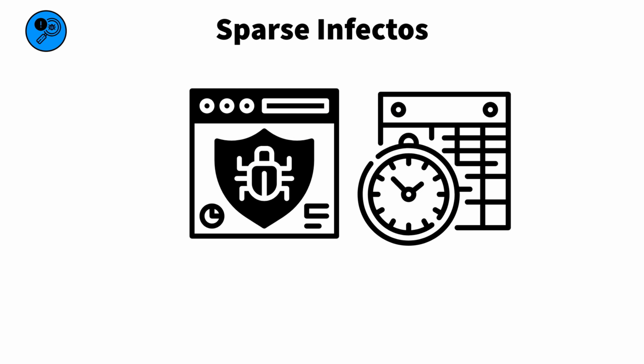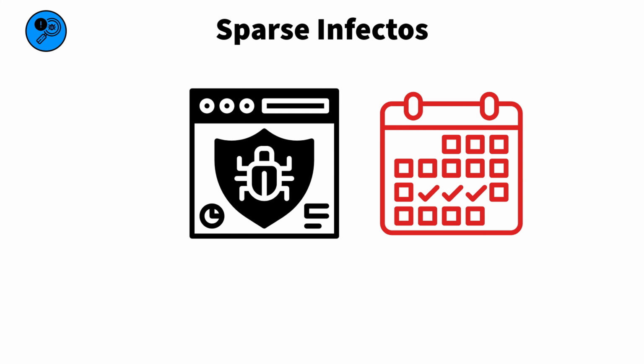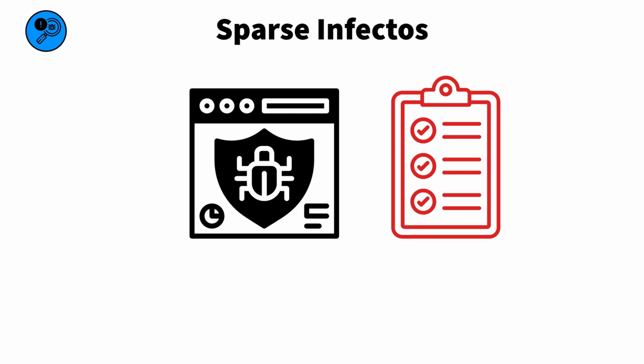Sparse infectors selectively infect files on a system, avoiding detection by antivirus software that relies on scanning all files for infection. They may target specific file types or only infect files at certain times.